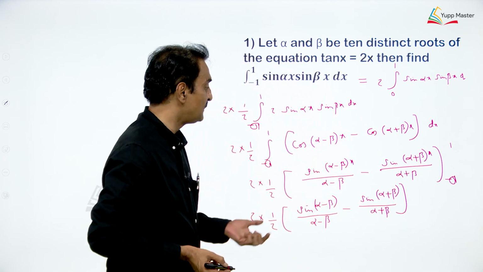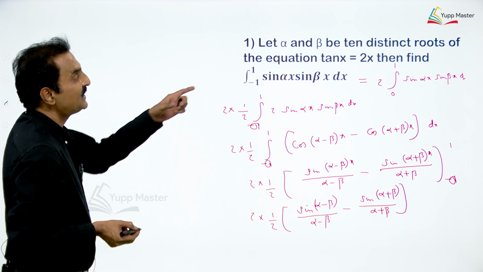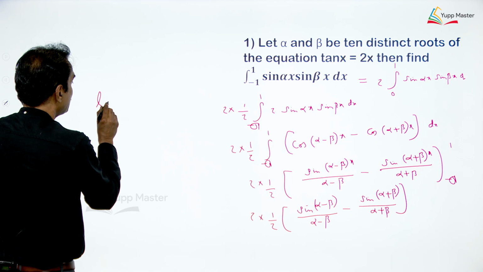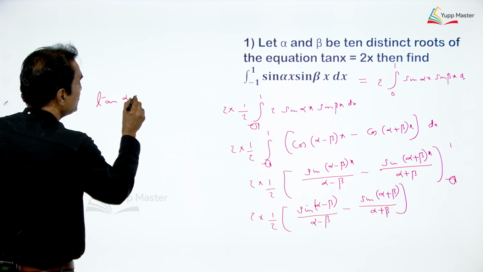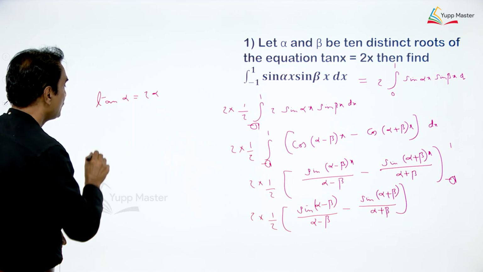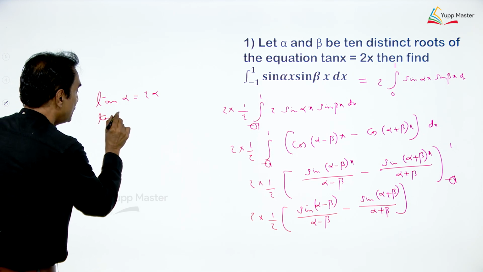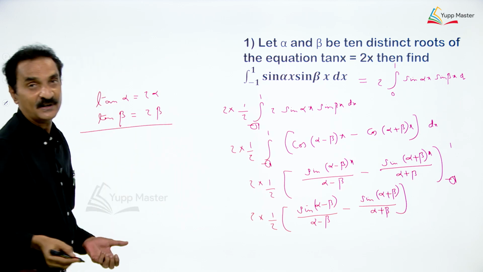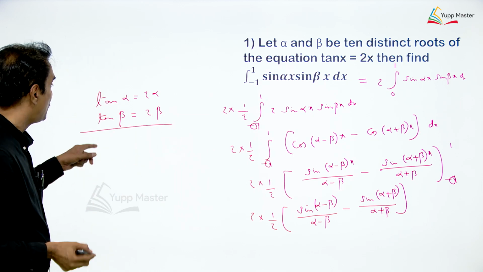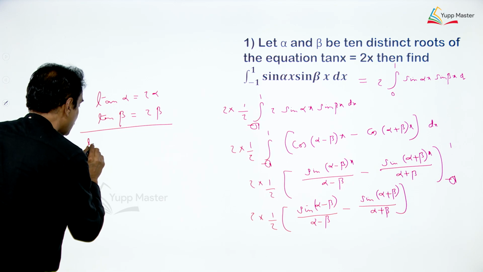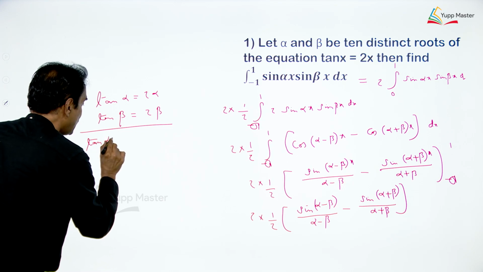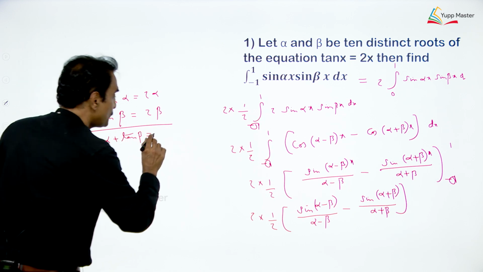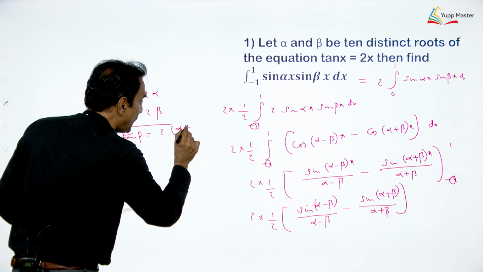Now, what is the value of this expression? Given that alpha and beta are the roots of tan x is equal to tan 2x. So, tan alpha is equal to 2 alpha and tan beta is equal to 2 beta. Now, by adding them, tan alpha plus tan beta is equal to 2 into (alpha plus beta).